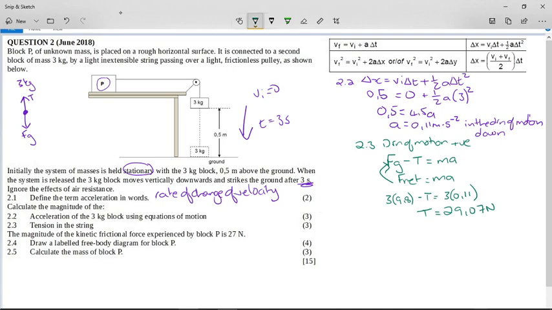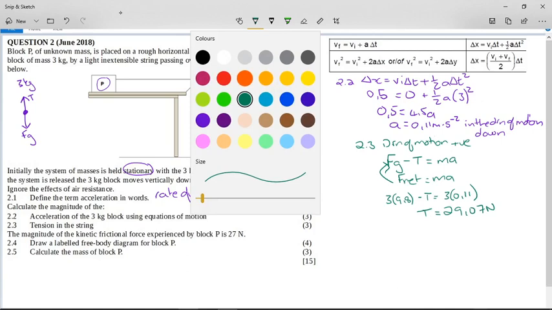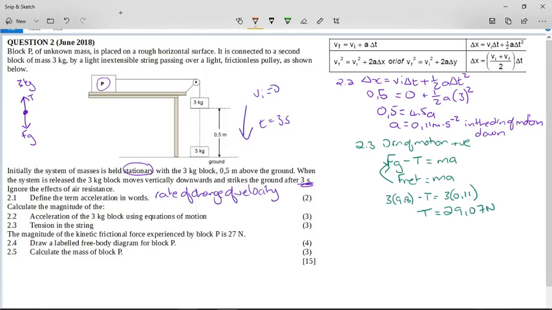Now it says the magnitude of the kinetic frictional force experienced by block P is 27 newtons. Then it says to you, draw a labeled free body diagram for block P. So here is block P over here. Look, there's 4 marks, so we need 4 forces. I'm going to draw it over here in this little space. We need to make sure that we draw a little filled in blob for the body, and then every arrow must come out of here. You need to make it with an arrowhead, and you need to label it. So the first force we experience is the force due to the weight, Fg, and then the second force is the normal force.